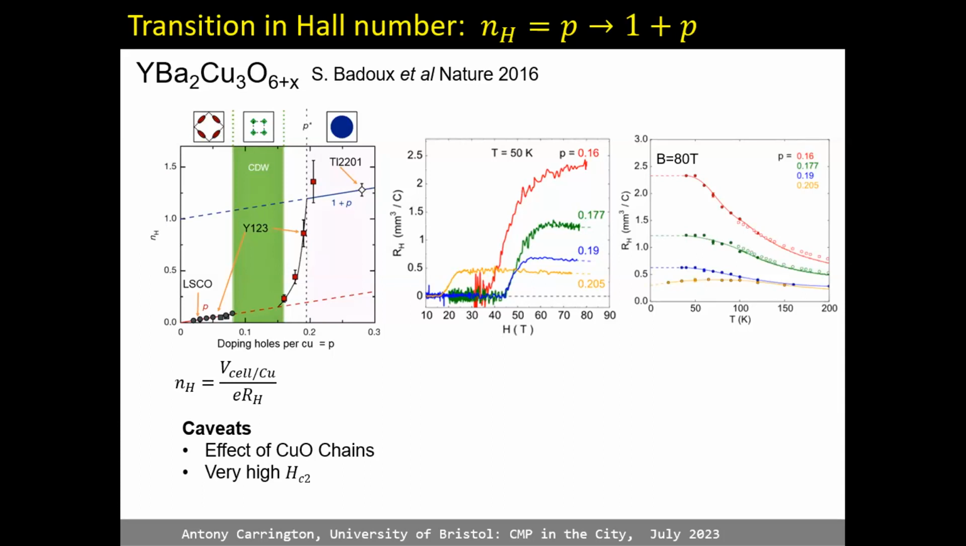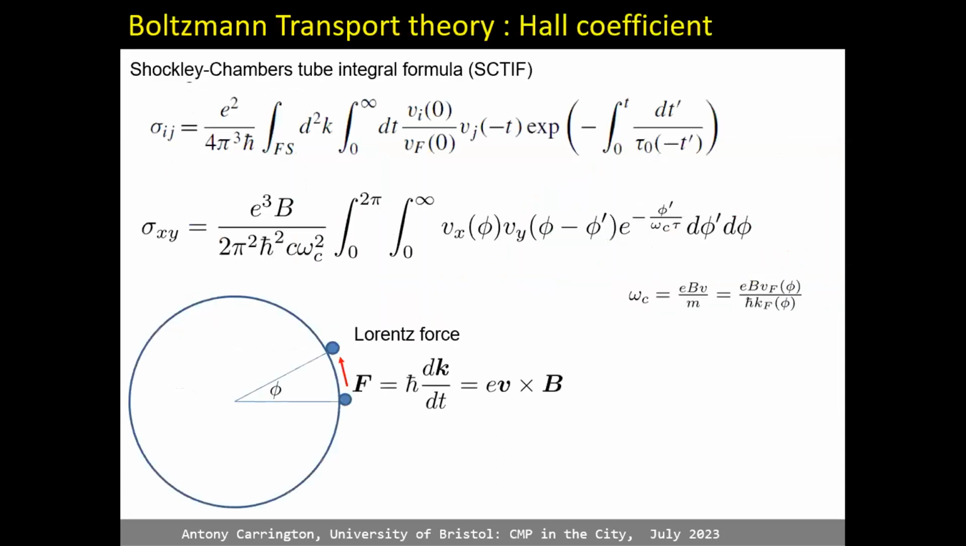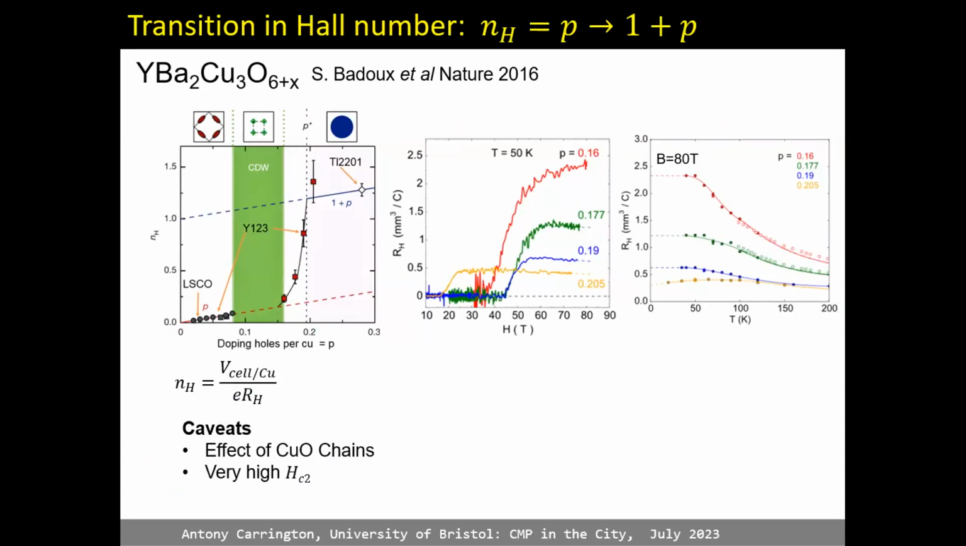And we're going to do it in this compound, thallium-2201, which has an advantage that it's a single layer cuprate that can be overdoped, and well, that's the main thing, and it's very clean too.